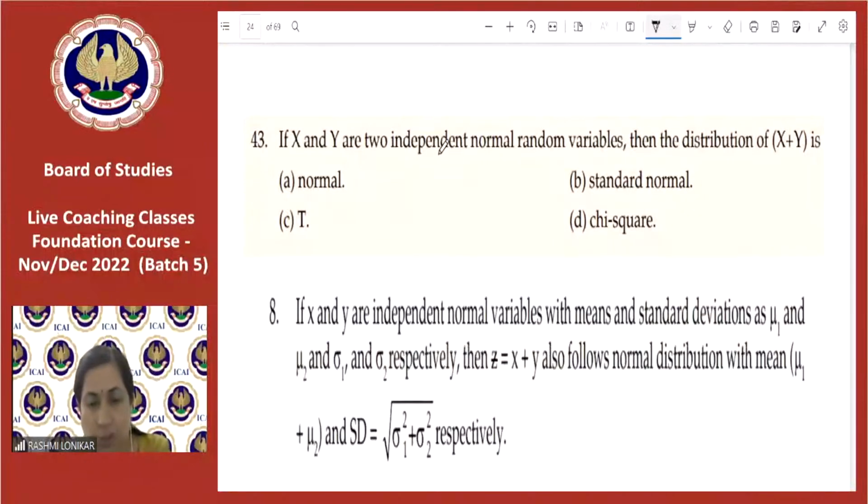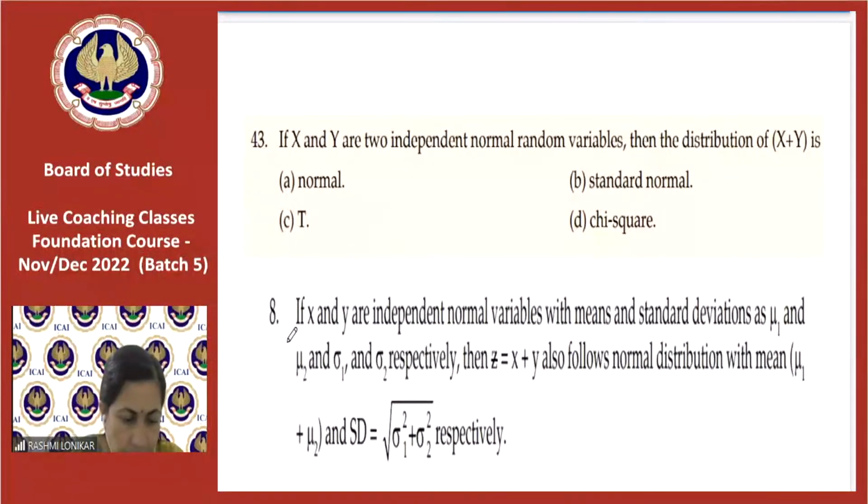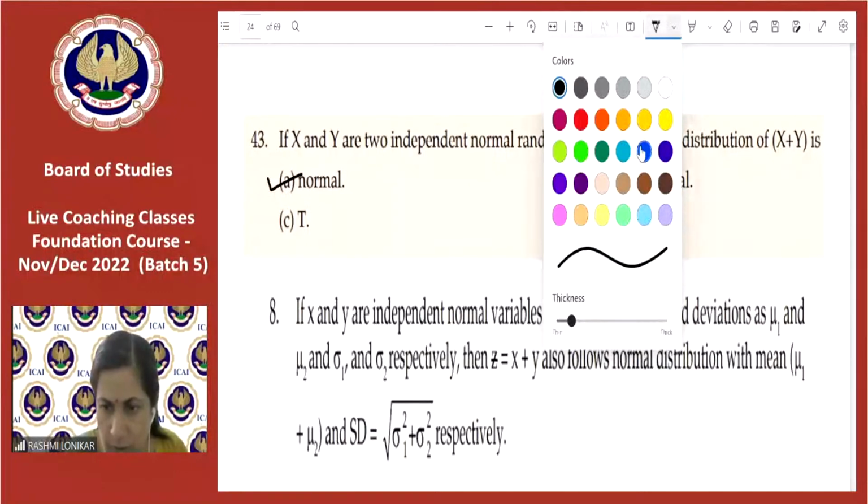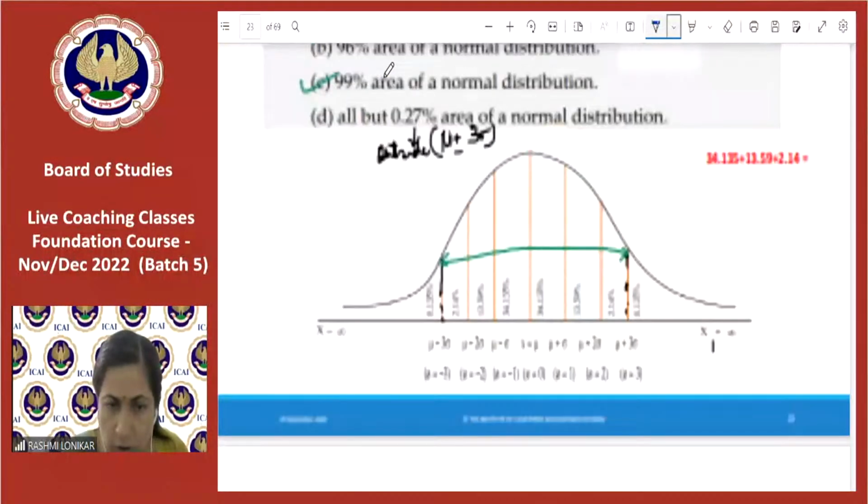Now, if X and Y are two independent normal random variables, then the distribution of X plus Y is what? 43rd, can you give me the answer? Yes, Himanshu, correct. 43, Diksha. Yes, Bibu, correct. Diksha is saying 43A is the correct answer, because here also we have talked about the additive properties.